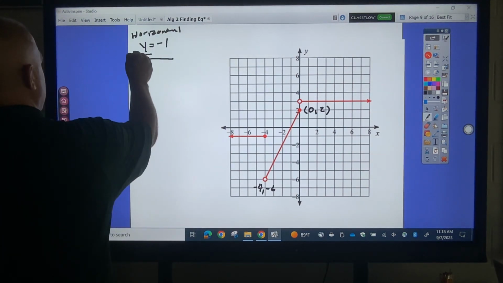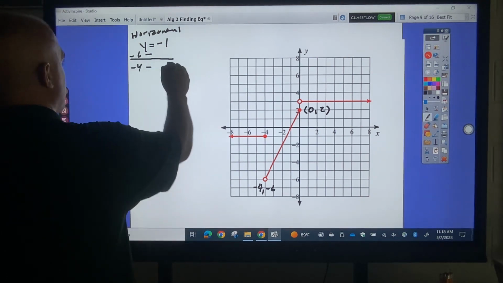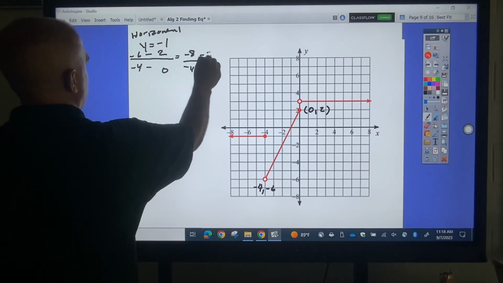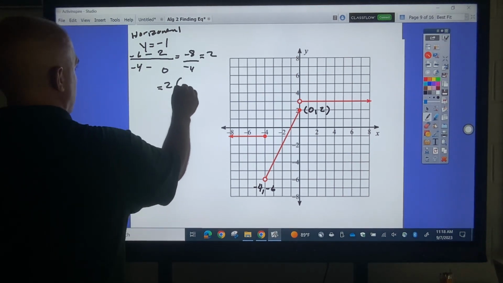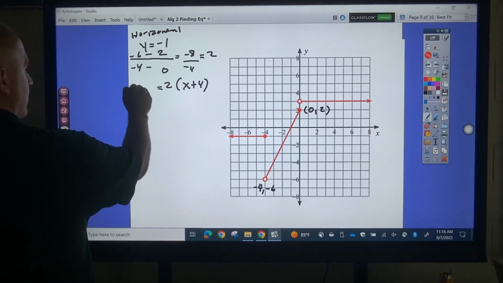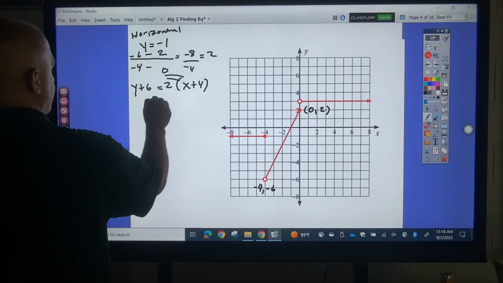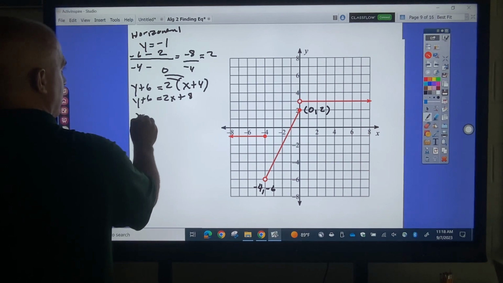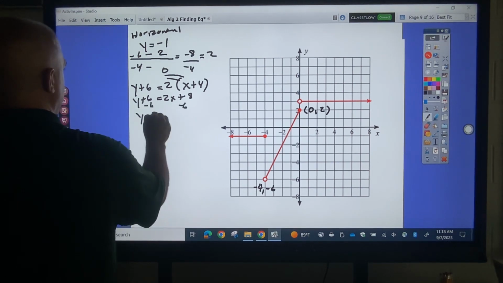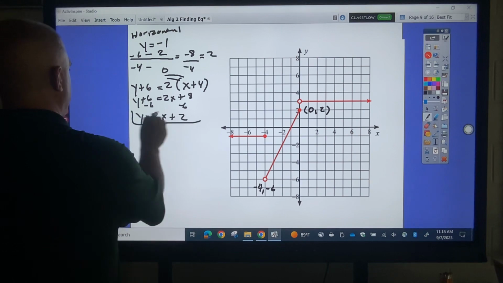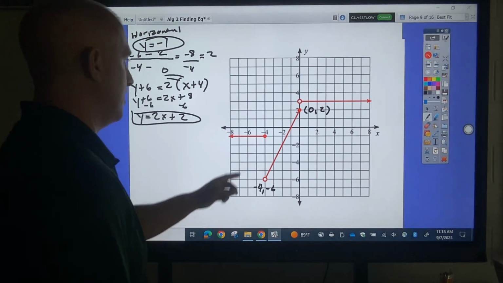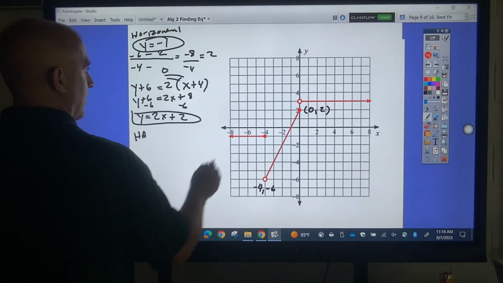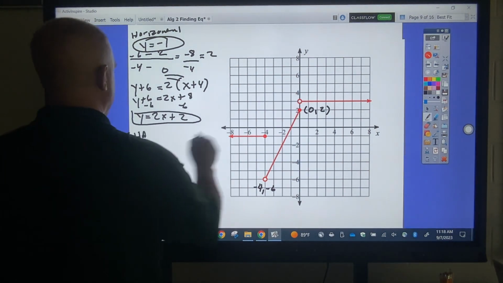So turn the wheel. That's -8 over -4, which is +2. Opposite, opposite, distribute, that's 2x plus 8. Okay, y equals, subtract 6, 2x plus 2. Okay, so that's the second equation, first and second. Last one is also a horizontal line. Okay, y equals, and that is at 3.